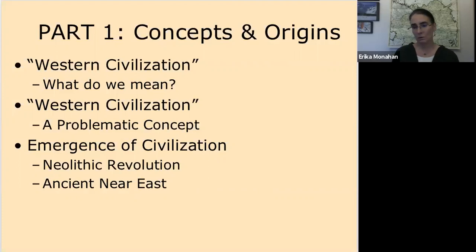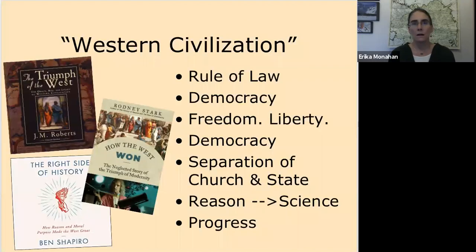So loosely put, when we talk about Western civilization, we're talking about a sort of Western legacy. We're talking about a culture united around ideas, a culture that has certain defining features. And what do these defining features include? Well, when we talk about Western civilization, we include the rule of law.